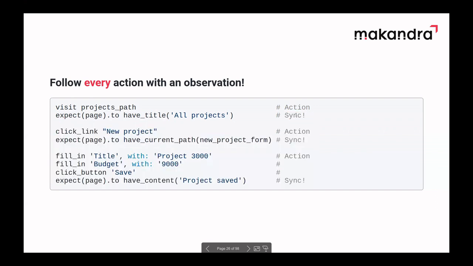And at this point, I'm syncing again. So now I know if this line has gone through, my tests and my browser are back in sync. Now I click on a link to create a new project. And now, again, I have an observation. What is the result of the previous action? It is that I may be on a new path here, on the new project form. Or that should probably be new project path, sorry.